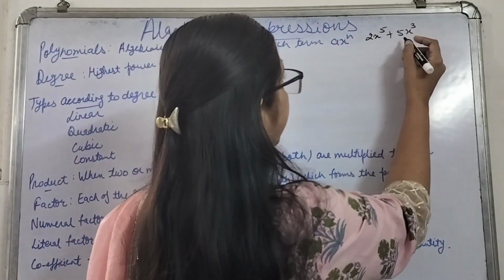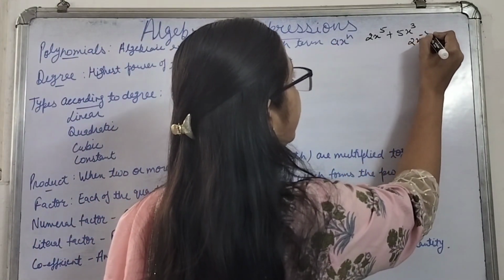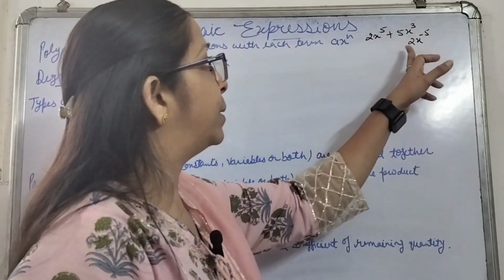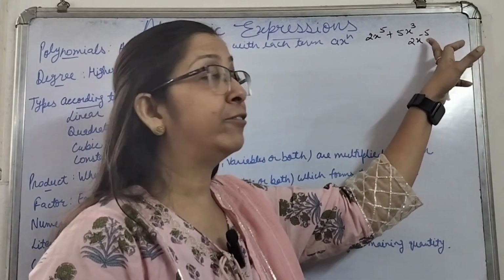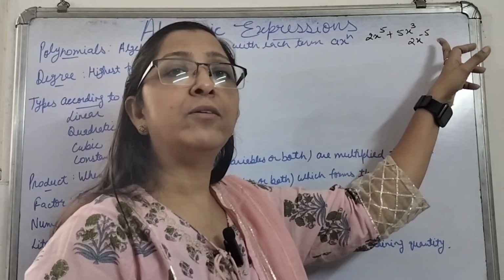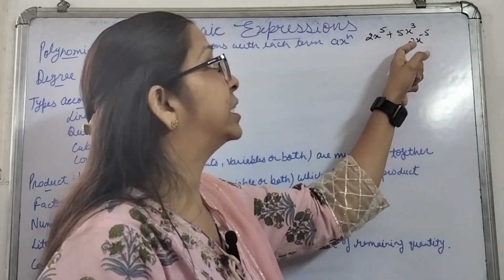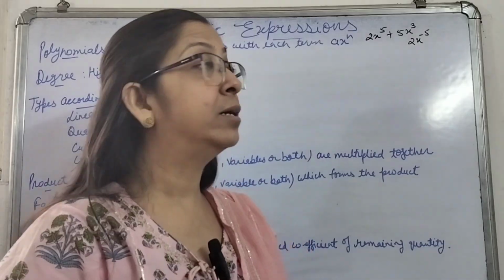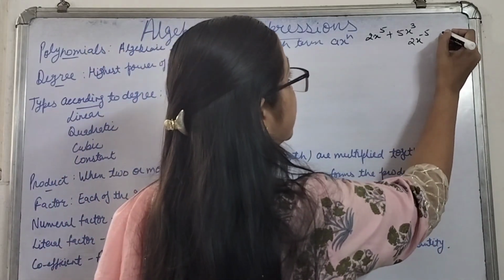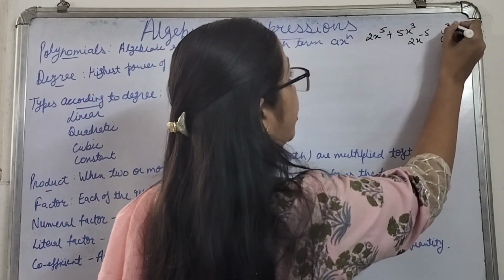Like if I say 2x raised to the power minus 5. In this case, the power of x is minus 5, which is not a whole number because the power is negative. So it is an example of an algebraic expression, but it is not an example of a polynomial. Similarly, if I say y raised to the power 3 by 2.